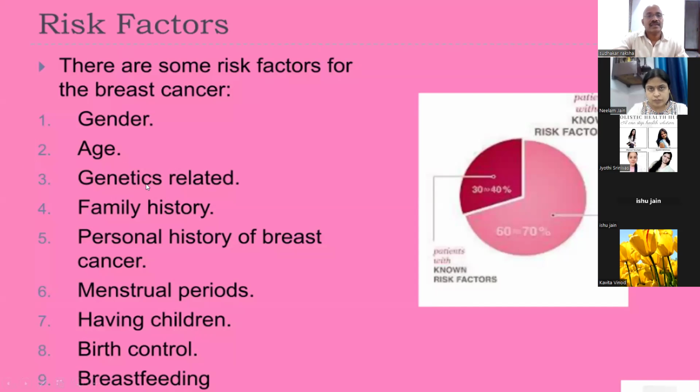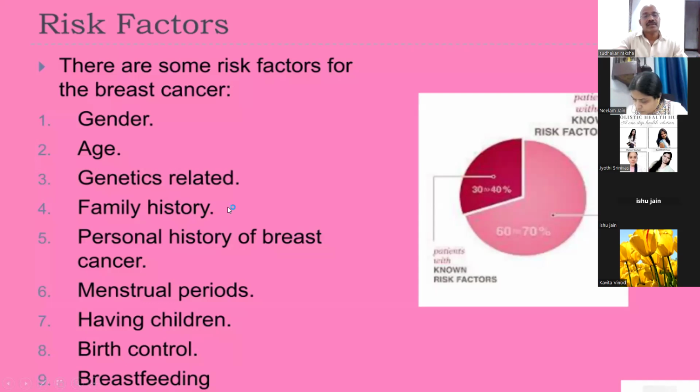The genetics, the genes: BRCA1 and BRCA2 genes are mutated in breast carcinoma. These are tumor suppressor genes. Tumor suppressor genes normally apply brakes to the cell cycle. When there is a mutation in the tumor suppressor genes, the brakes are lost and the cells continue to divide perpetually. That will result in carcinoma.